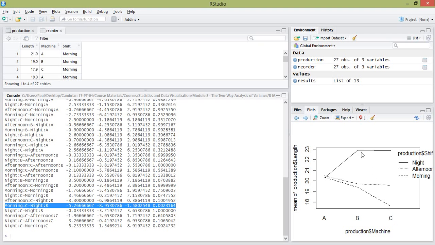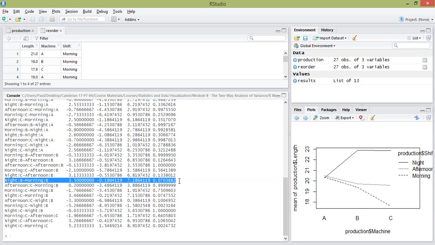But do night shift workers on B make more errors than morning shift workers on B? Well, let's go ahead and find that, which might take a second. Looks like it's right here. At the 0.05 level, no, those aren't significantly different, right? We have night shift workers versus morning shift workers on B. This isn't a significant mean difference at our alpha level.